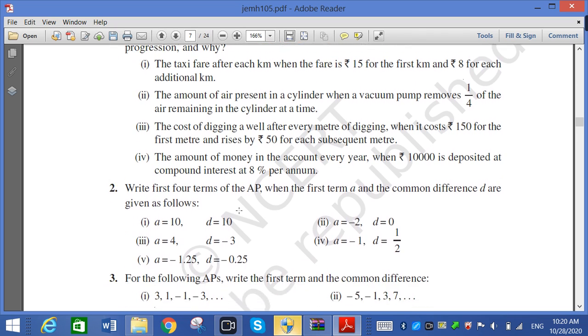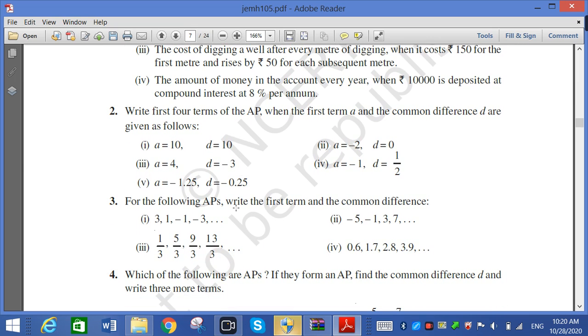Now we go to the second and third questions. Write the 4 terms of the AP. So first I have to write the terms: A, A plus D, A plus 2D, A plus 3D. Then we can find the 4 terms. Write the first 4 terms when the first term A and common difference D are given as follows. We go from A, the first term, that is 10. A is equal to 10.